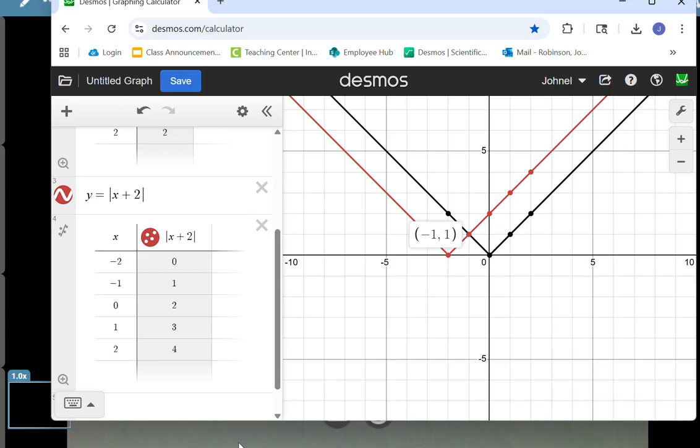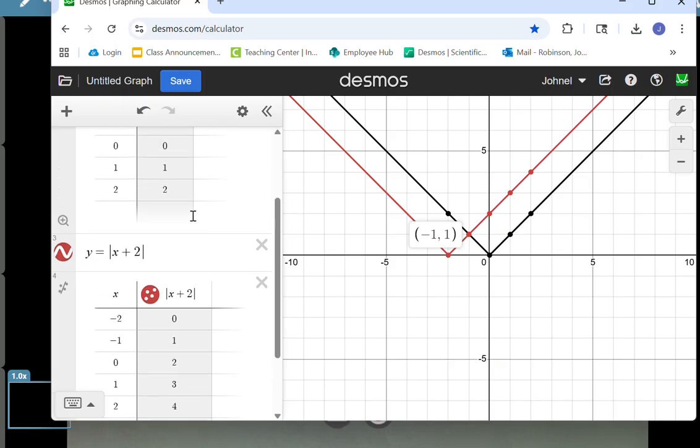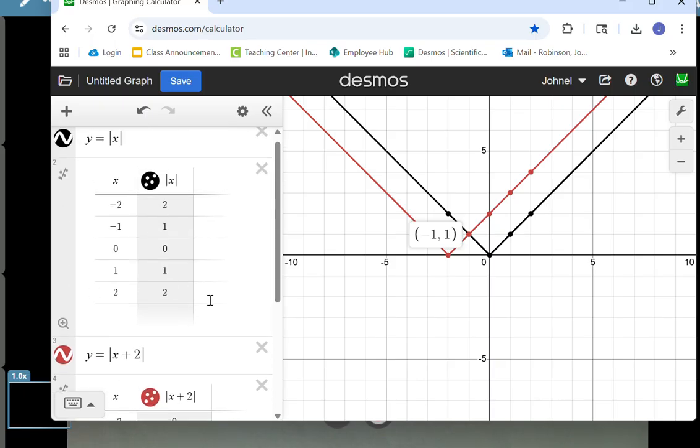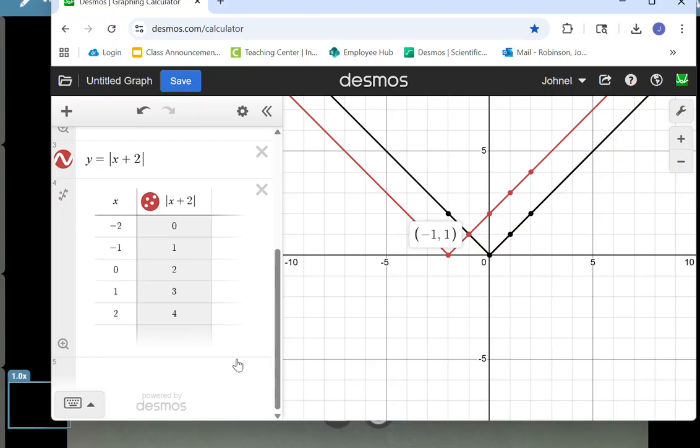So again, they're equal. When are they not equal? At positive 1, the parent is at a lower value than the child. At 2, the parent is at a lower value than the child. At 2, the child is at 4, and at 2, the parent is at 2. So the child has a higher value.